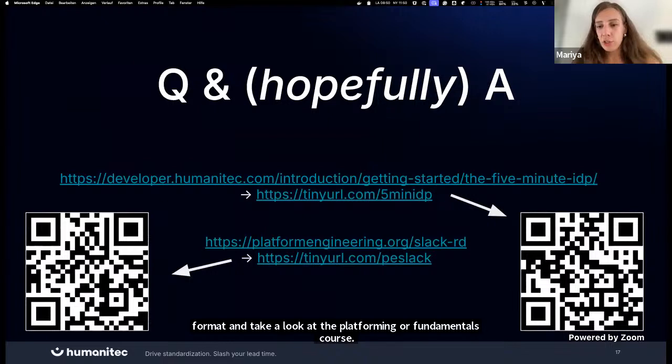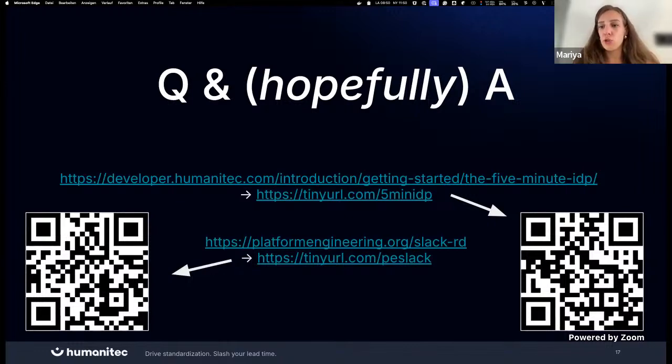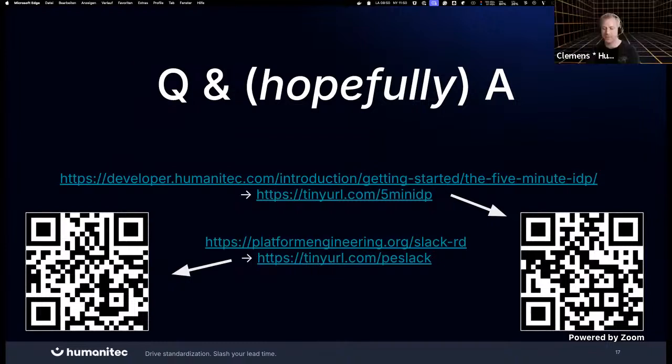Then we have another question. Does Humanitec Orchestrator keep an image of the Docker built image and deploy it into environments? If so, then how do you assure privacy and confidentiality of the code? That's a great question. And the answer is no, it doesn't.